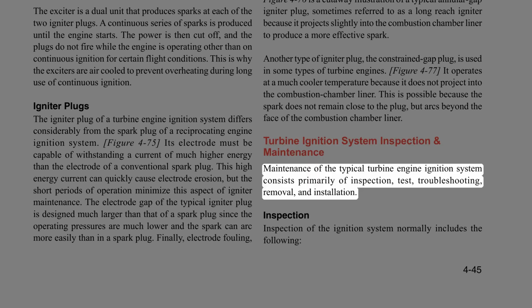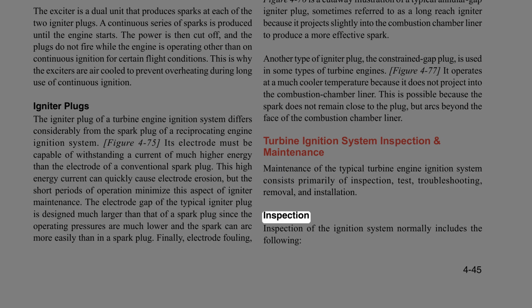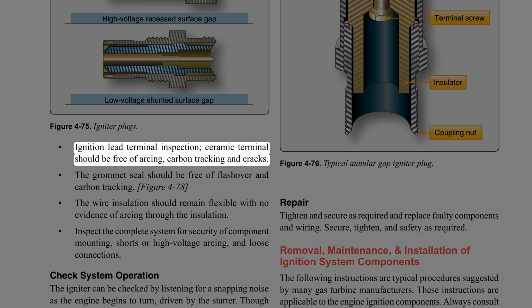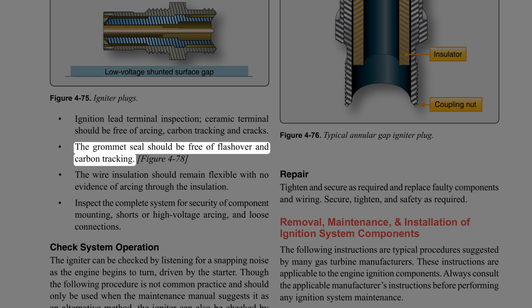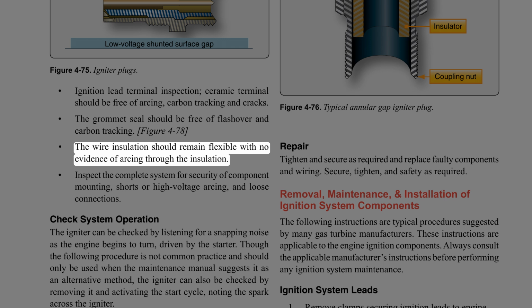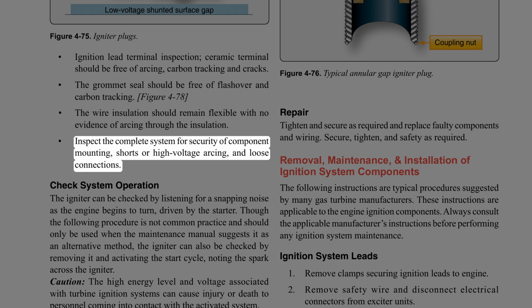Turbine ignition system inspection and maintenance. Maintenance of the typical turbine engine ignition system consists primarily of inspection, test, troubleshooting, removal, and installation. Inspection. Inspection of the ignition system normally includes the following. Ignition lead terminal inspection. Ceramic terminal should be free of arcing, carbon tracking, and cracks. The grommet seal should be free of flashover and carbon tracking. The wire insulation should remain flexible with no evidence of arcing through the insulation.